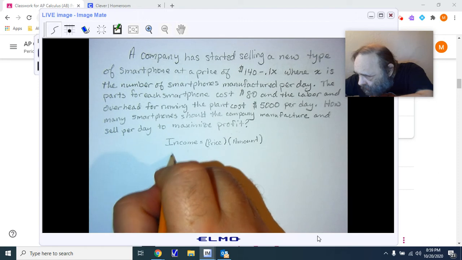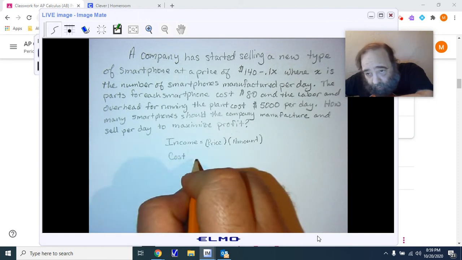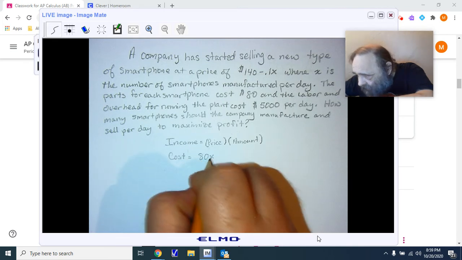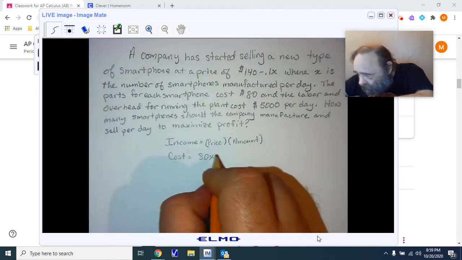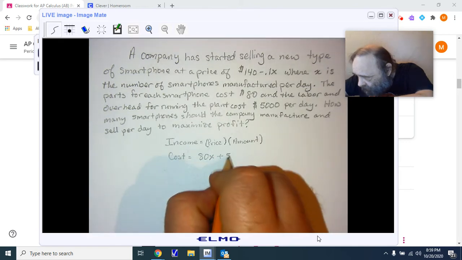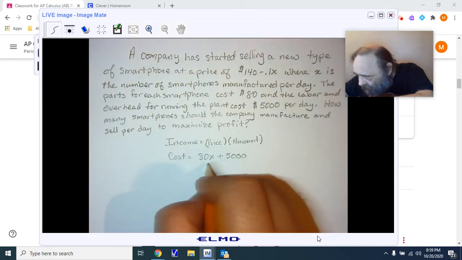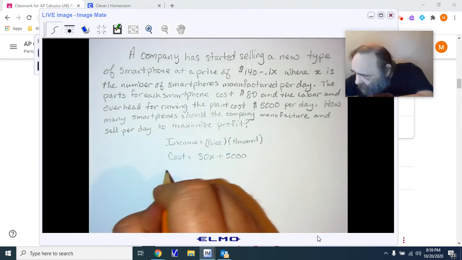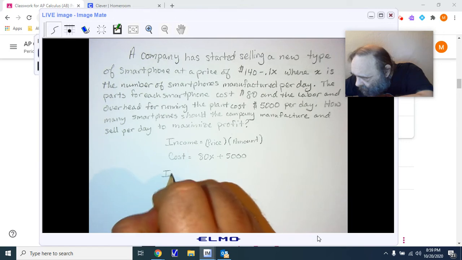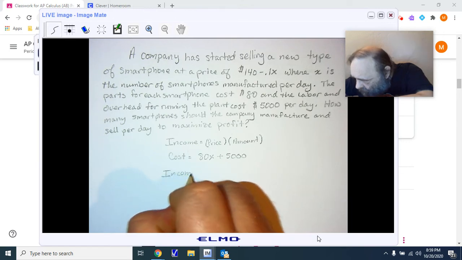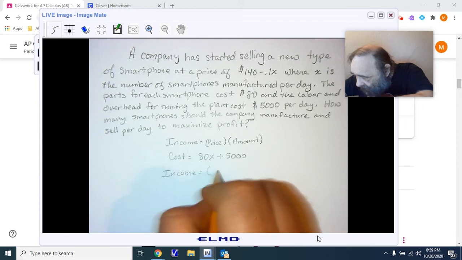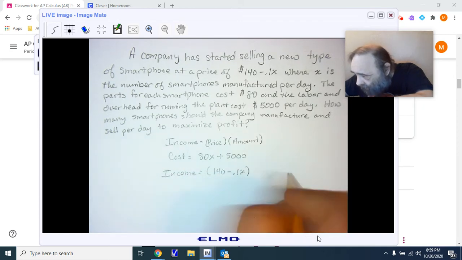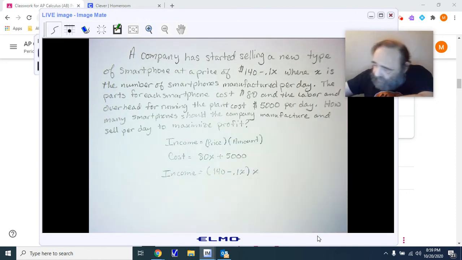We know our cost based upon what this told us is $80 times the number of cell phones made plus 5,000. And since x is the number of cell phones per day, I'm also going to look at this from what the information was given, and that's that I have $140 minus 0.1x, the price, times x.